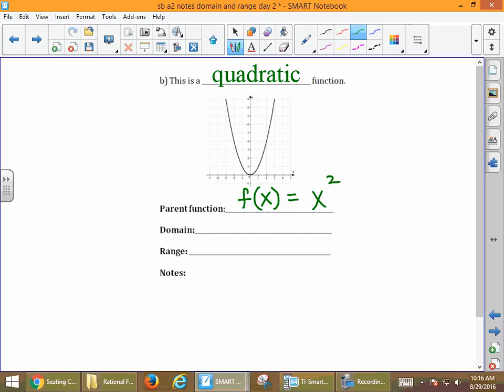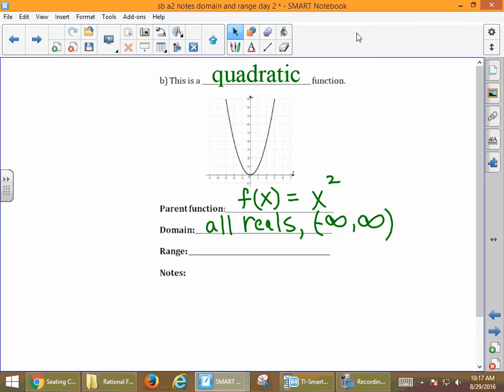As we think back to our previous notes, hopefully you remember that the domain of this function is also all real. It goes from negative infinity to infinity in interval notation. But the range is not all reals. What we talked about is, do we have a high point or do we have a low point in this graph? We happen to have a low point.